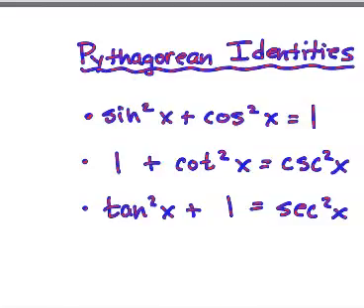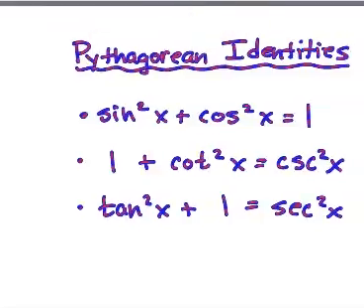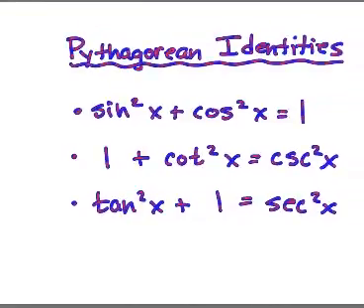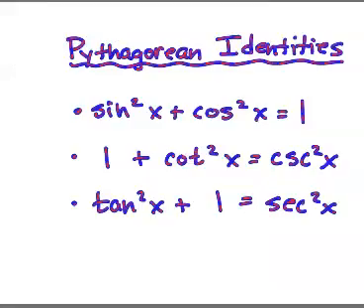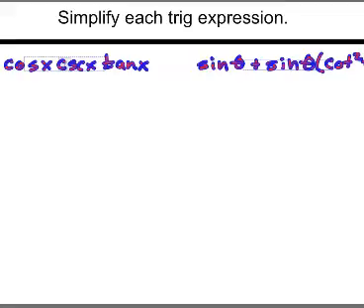Okay? This is just a reminder of what the trig identities are. Sine squared plus cosine squared equals 1, 1 plus cotangent squared equals cosecant squared, and tangent squared plus 1 equals secant squared. All right, so here were some of the tips. A reminder of the Pythagorean identities. We're going to try some.